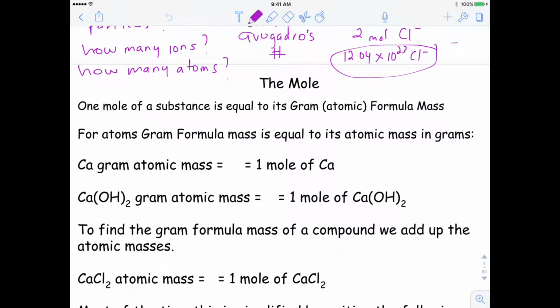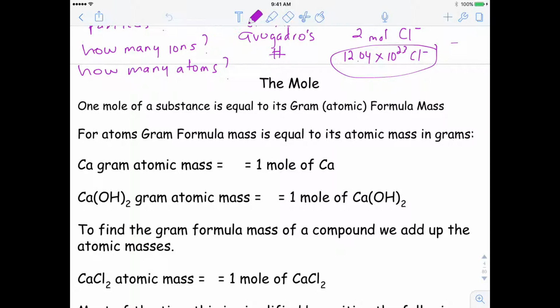Okay, so picking up from where we left off, talking about the mole. In the laboratory, the mole could be equal to different things besides a number of particles. One of the things you might remember is that a mole is equal to the gram formula mass.